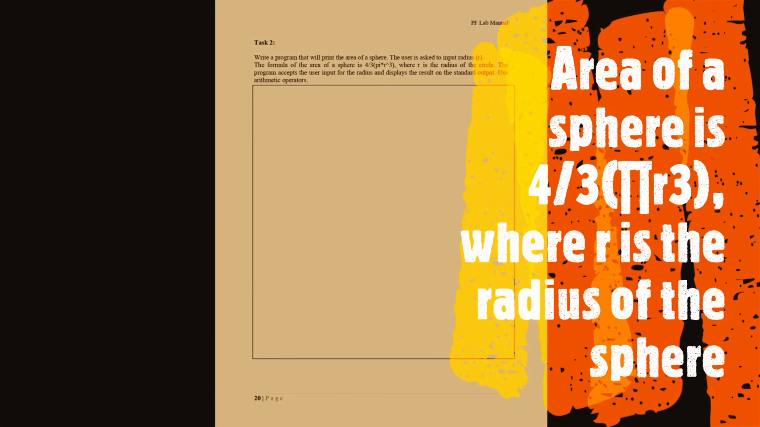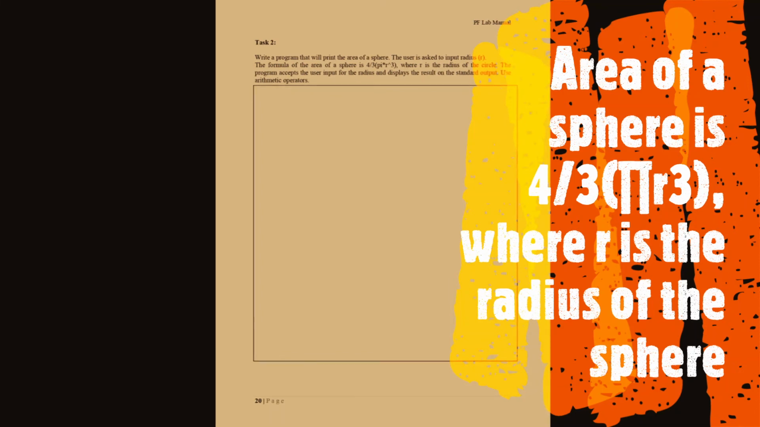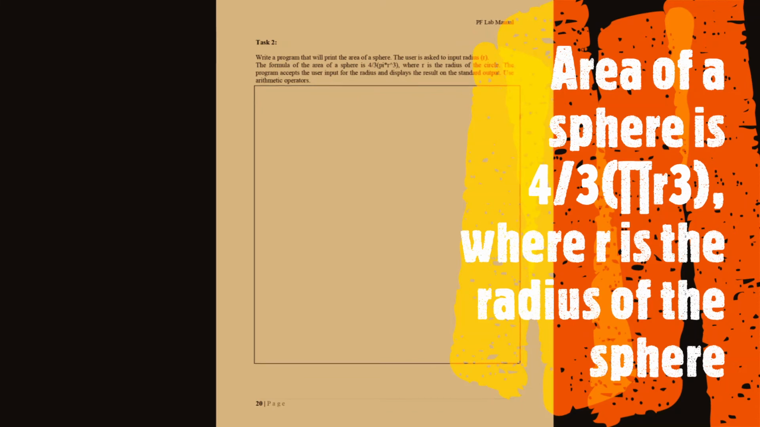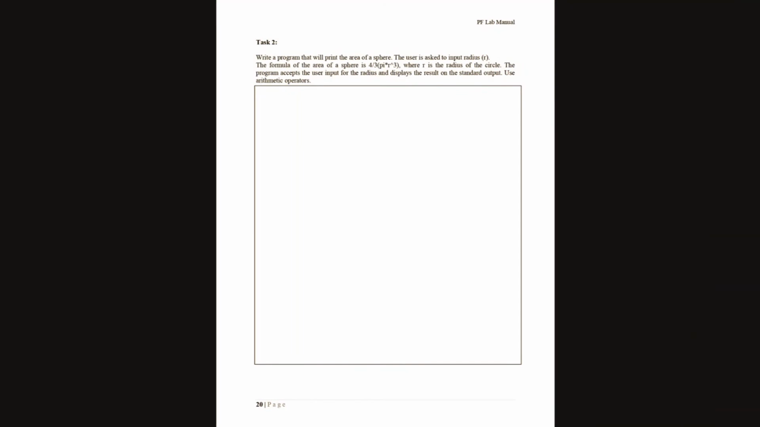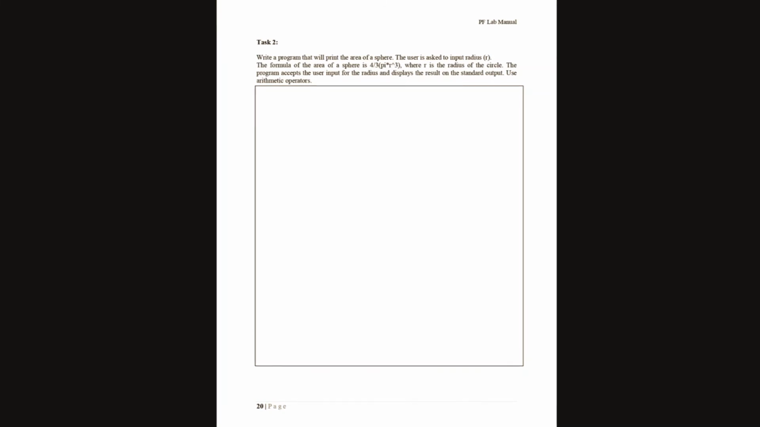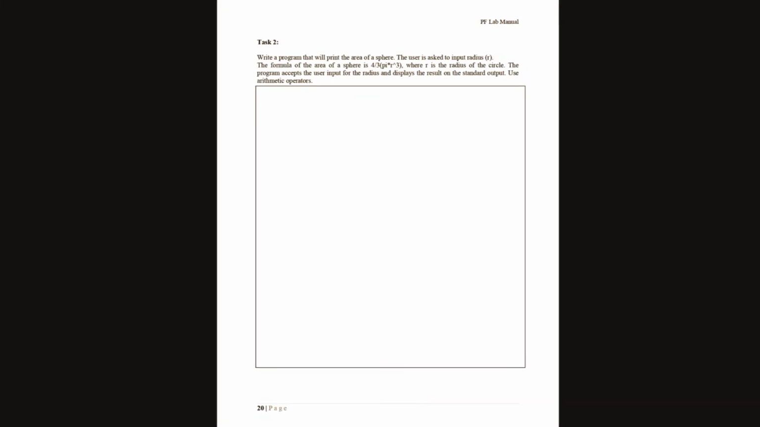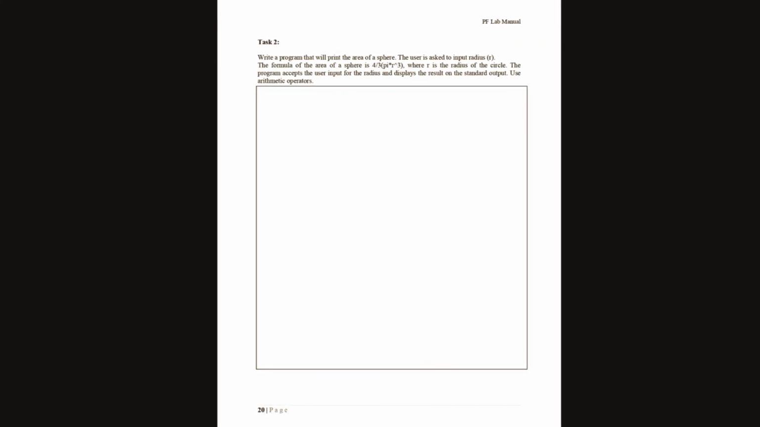Now, task 2. Write a program that will print the area of a sphere. The user is asked to enter the radius. The formula of the sphere is 4/3 pi r cube, where r is the radius. The program accepts the user input for the radius and displays the result on the standard output using arithmetic operations. Now you are calculating your spherical area, and for that your formula is 4/3 pi r cube. So you have to take an input, then calculate this formula and show the output on the screen. You have to put your code and your output in this box as an answer.